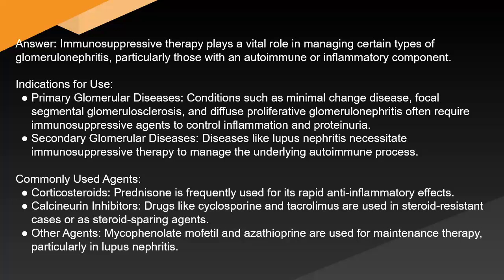Conditions such as minimal change disease, focal segmental glomerulosclerosis, and diffuse proliferative glomerulonephritis often require immunosuppressive agents to control inflammation and proteinuria. Secondary glomerular diseases: diseases like lupus nephritis necessitate immunosuppressive therapy to manage the underlying autoimmune process.